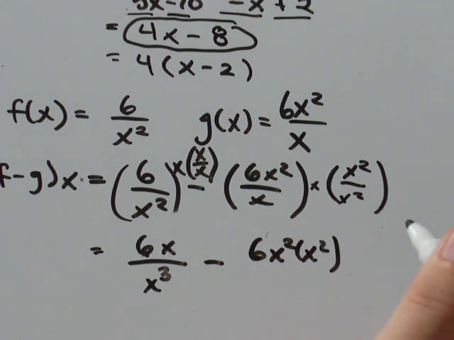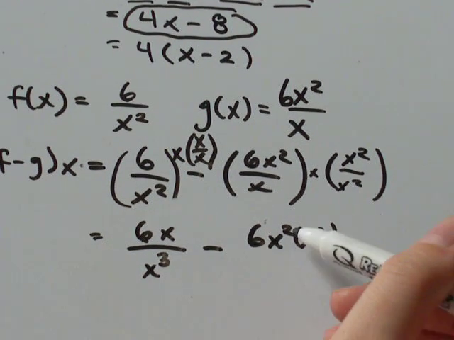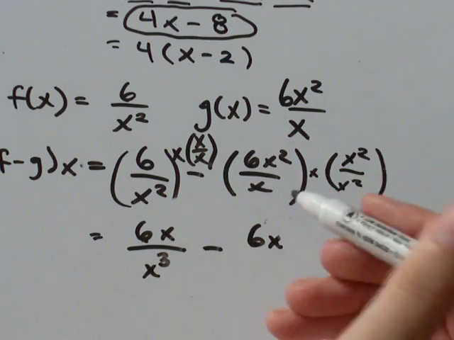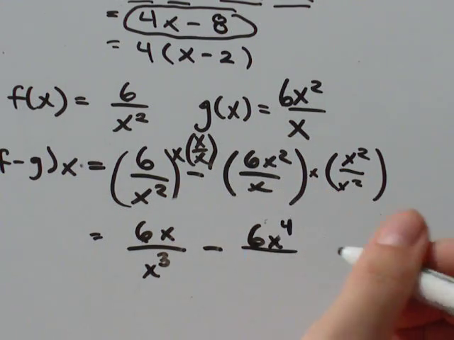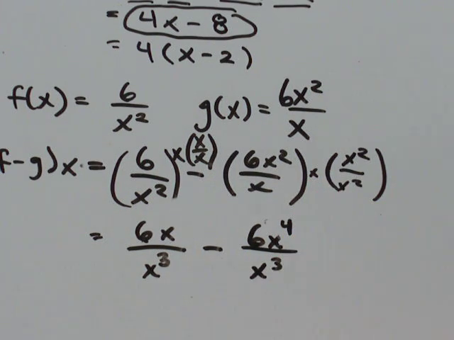Minus, on the top over here, I've got 6x squared times x squared. X squared times x squared, remember from our exponent rules, you add the exponents together. So I've got 2 plus 2, that becomes 4. So this is 6x to the power of 4 over x times x squared, which would be x cubed.